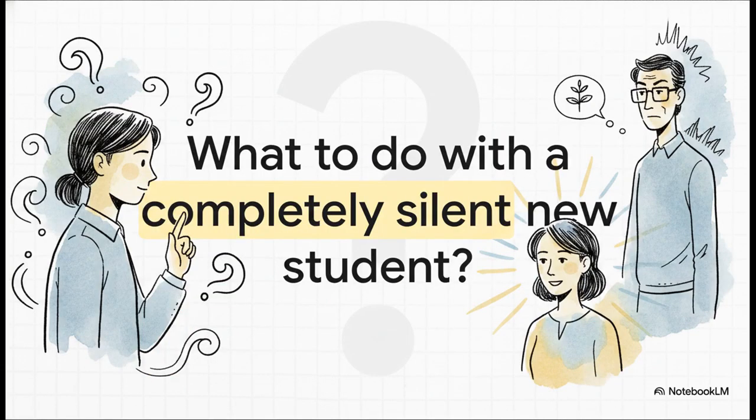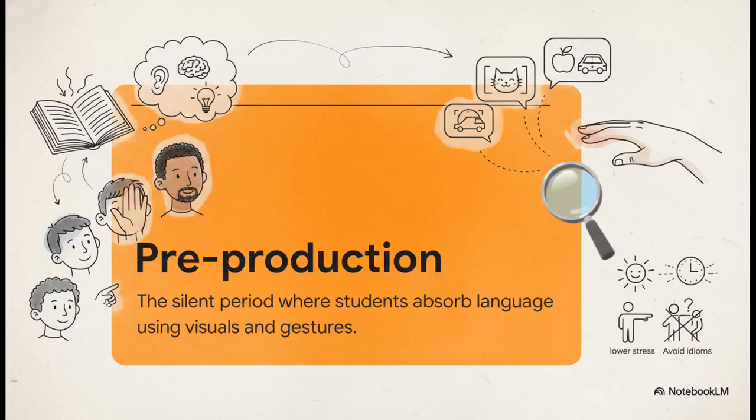Okay, let's look at another quick scenario. Imagine you have a student who is completely silent. They're just nodding and maybe gesturing. Now, a traditional, super strict teacher might think, oh, this kid is being defiant, or maybe they're just not paying attention. But what does the ideal teacher see? Well, the ideal teacher knows immediately that the student is in the pre-production, or the silent stage.